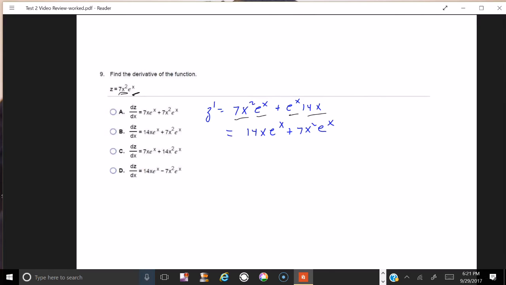And now we will put the 14x out in front of the e to the x, and we get 14x e to the x plus 7x squared e to the x. That is answer B.